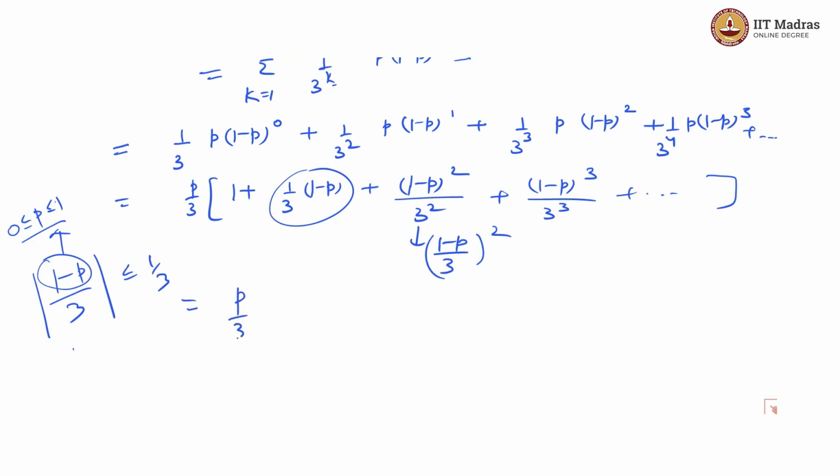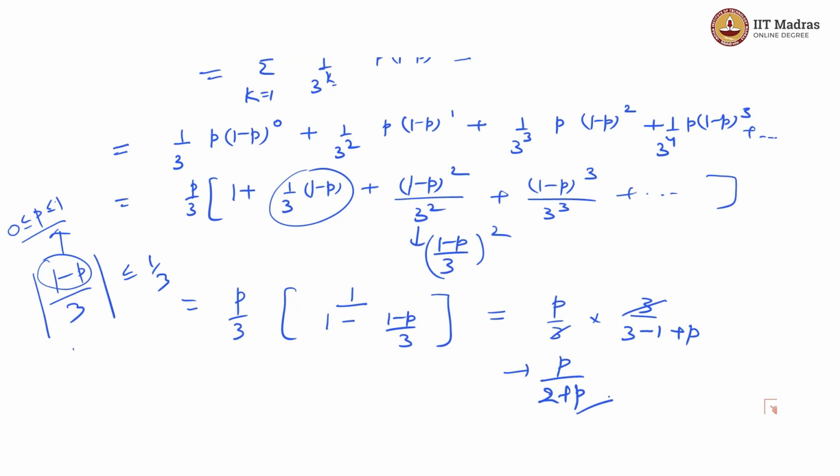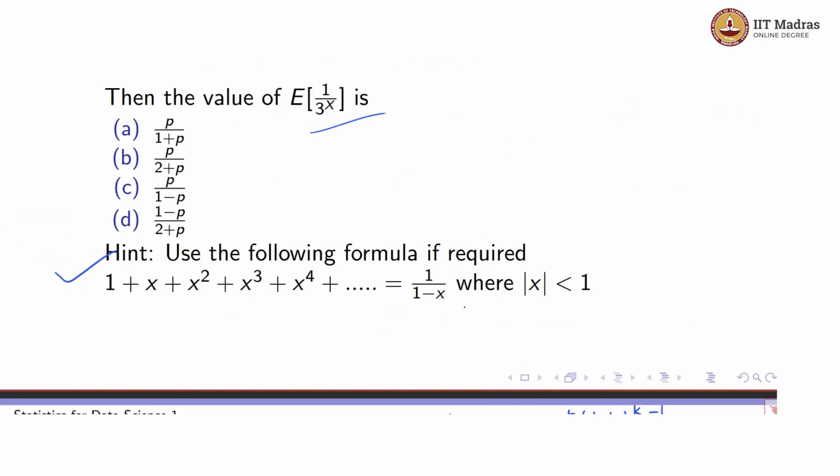So this is nothing but 1 upon 1 minus x, where our x is (1 - p) by 3. We can write this as p by 3 times 3 upon (3 - 1 + p), where the 3s cancel out, so we get p upon 2 plus p. This will be our answer: p upon p plus 2. So the second option is our answer.